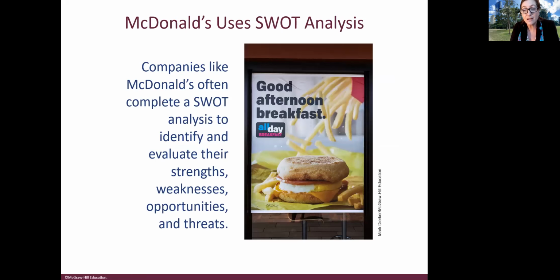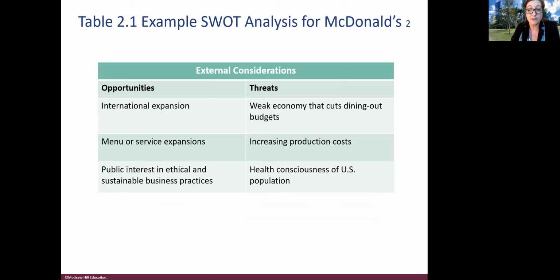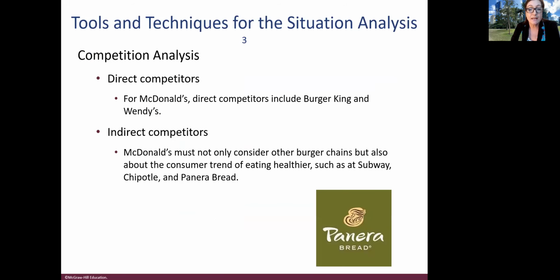So now if we go back to our ad, "Good afternoon breakfast," what they are doing is demonstrating that their breakfast items are actually relevant all day, specifically in the afternoon. So they are trying to reposition their very popular breakfast menu for the afternoon. So that's a menu development, otherwise known as a product development strategy.